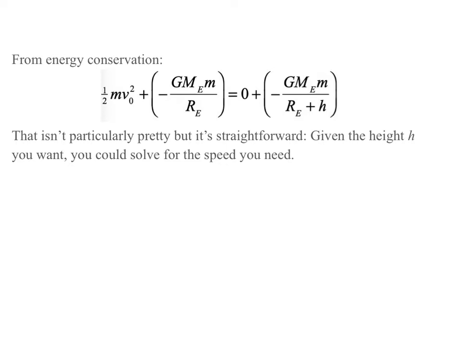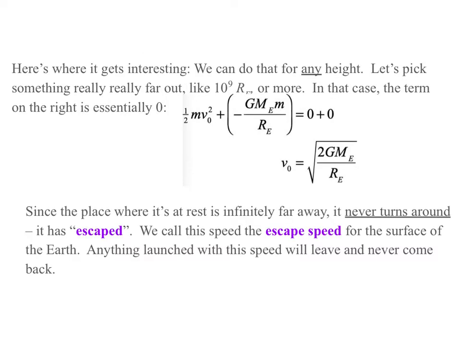In this case, of course, notice that we have to include the shift in the distance from the center of the Earth. We start off at the radius of the Earth, and we end up some distance further away, which means, of course, that this number is less negative than this number, which allows us to have the kinetic energy there. But then it gets interesting. We could do that for any height. All right? The faster we threw the ball, the higher it would go. The longer it would take to stop and then turn around.